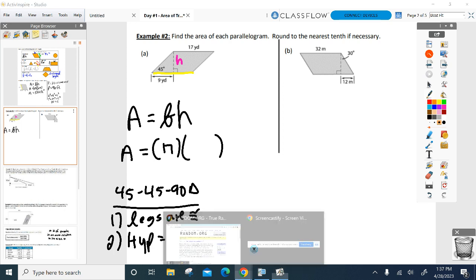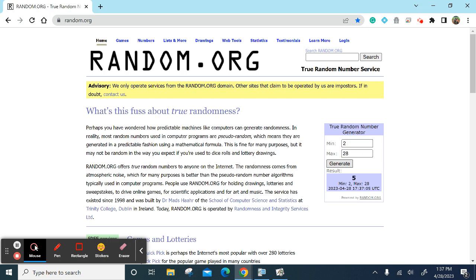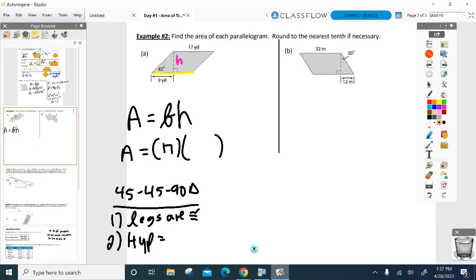How do I find the hypotenuse then? What was that rule? Multiply by what? Multiply what by radical 2? Oh, the leg. Thank you. Leg times radical 2. Good.